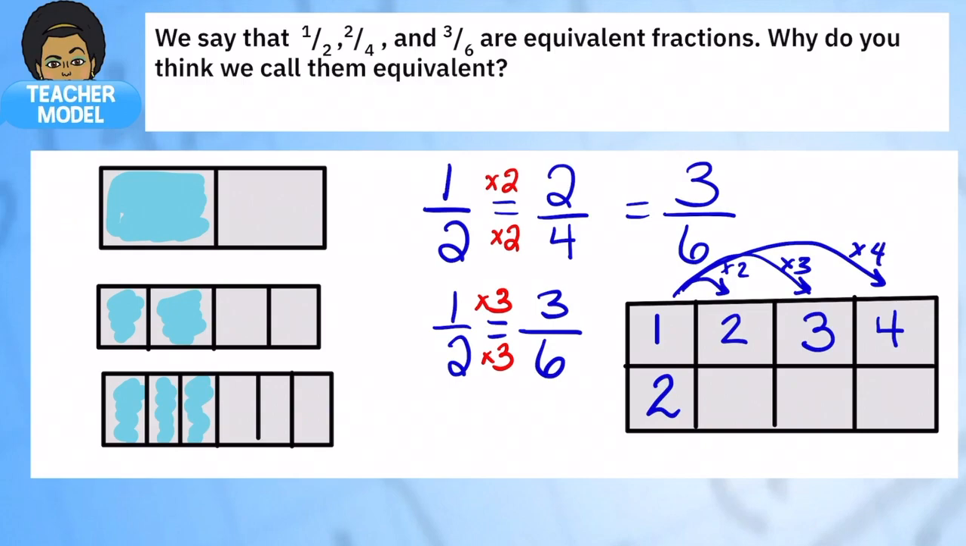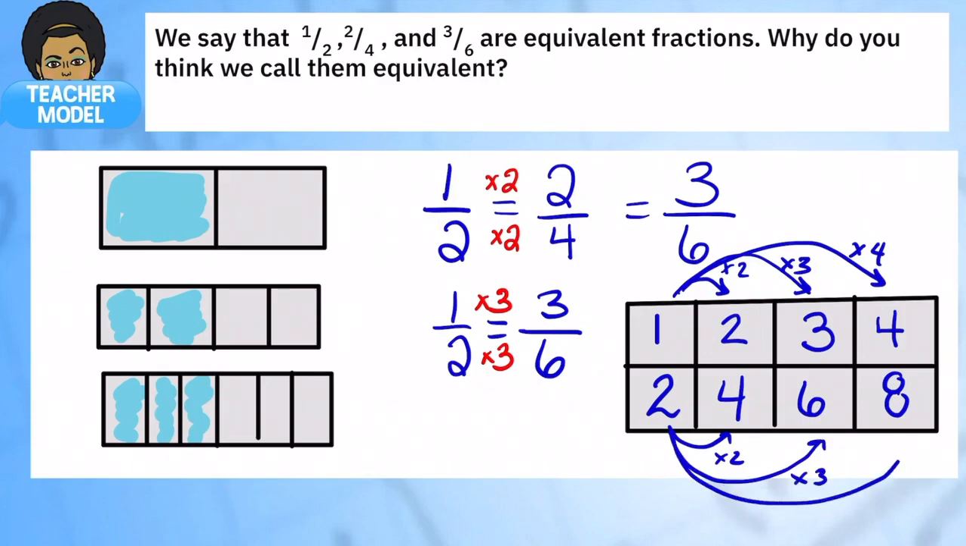And I'm going to do the same thing with my denominators, 2, 4, 6, and 8. So again, times 2, times 3, and times 4. And what I have here are 4 equivalent fractions. 1/2 is equivalent to 2/4, is equivalent to 3/6, is equivalent to 4/8. I can use a ratio table to help me demonstrate and even find equivalent fractions. Hit pause so you can jot this down into your notes.